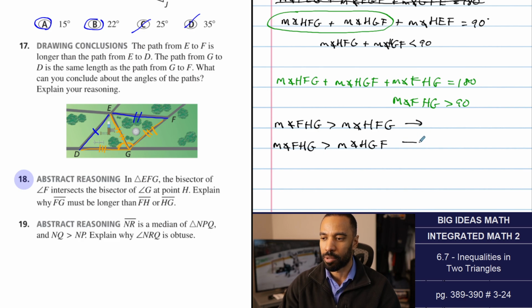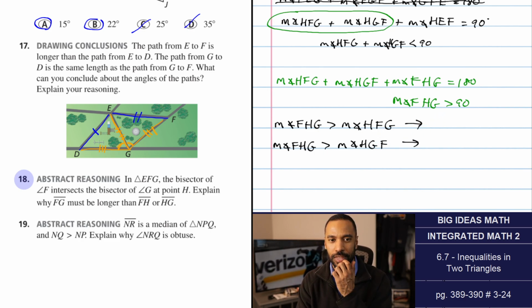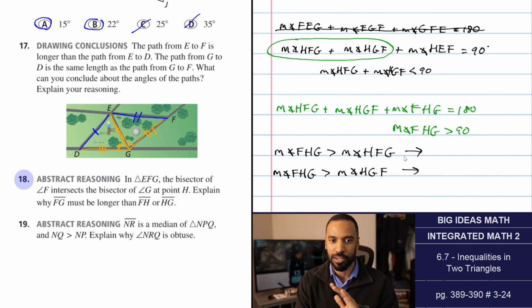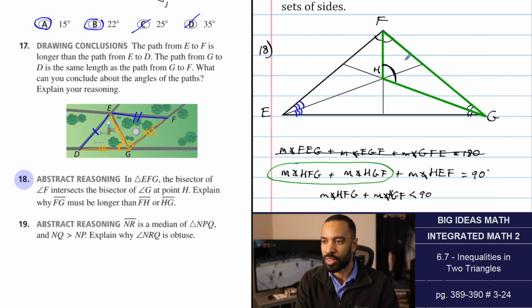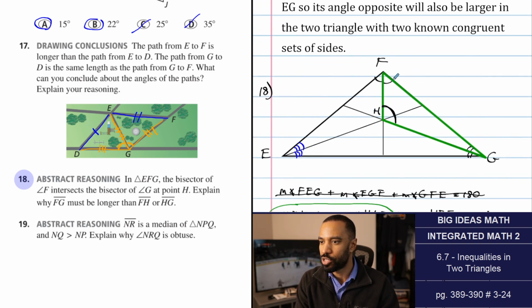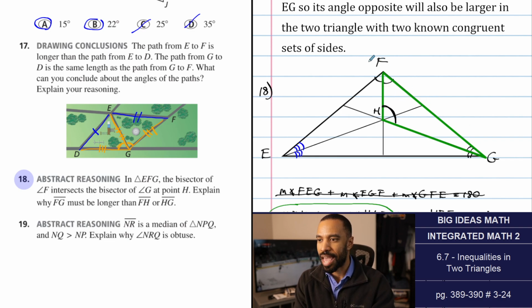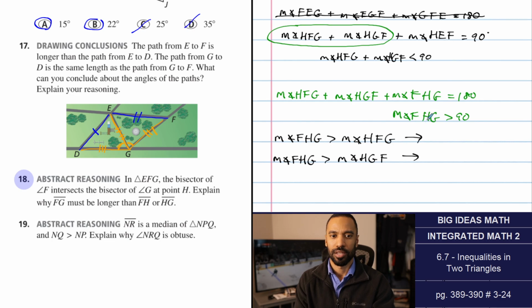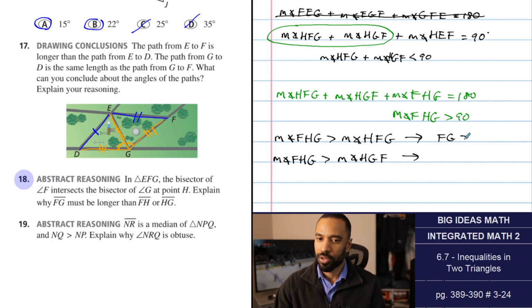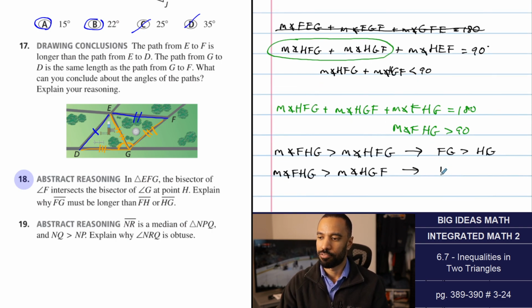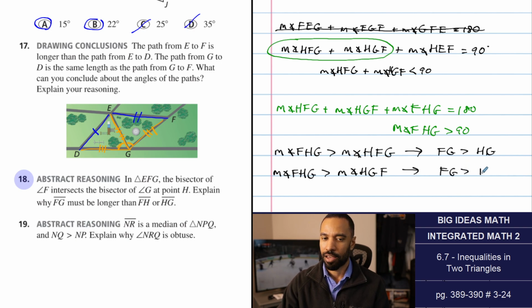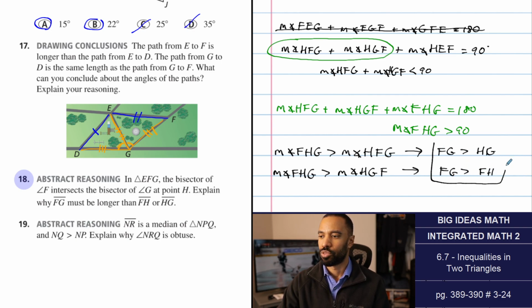And in these two, we're going to make two different conclusions here. The ones that they want us to conclude, I think, is that FG must be longer than FH or HG. FHG is greater than HFG, and HFG is right here. So that must mean that FG is greater than HG. And the other one, FHG is bigger than HGF, therefore FG is greater than FH. So those are the conclusions I make with that.